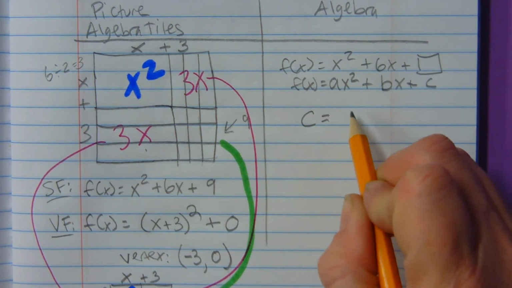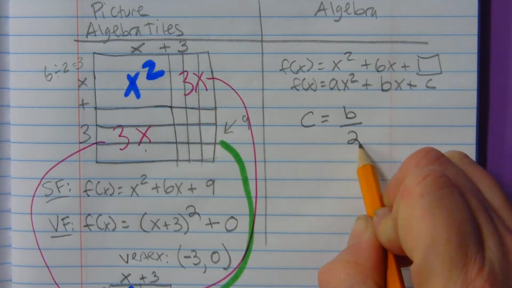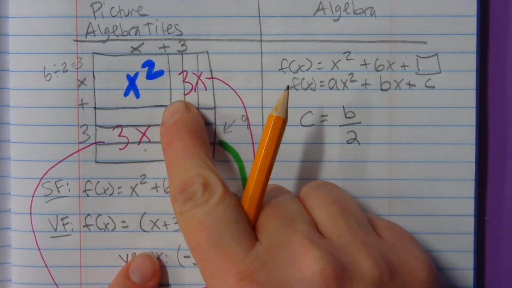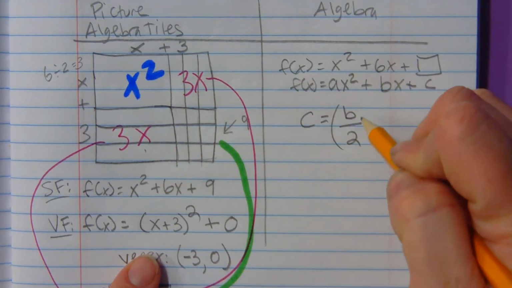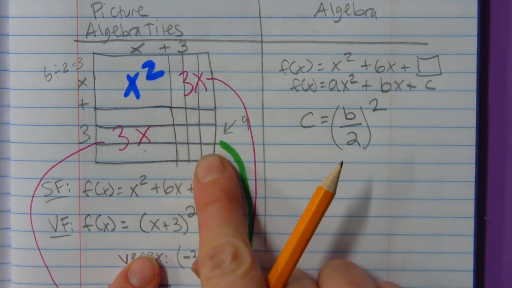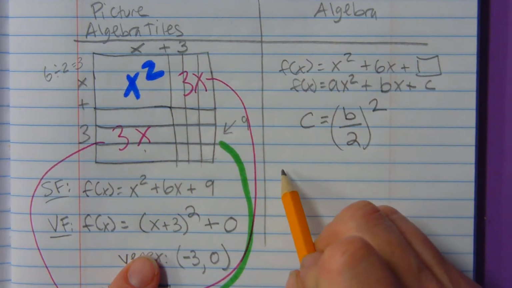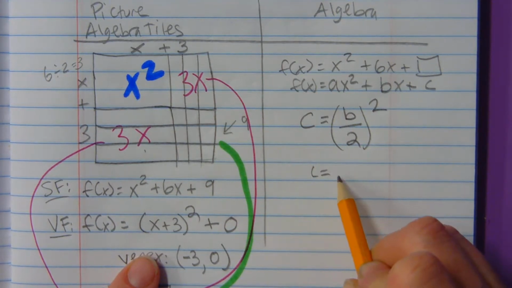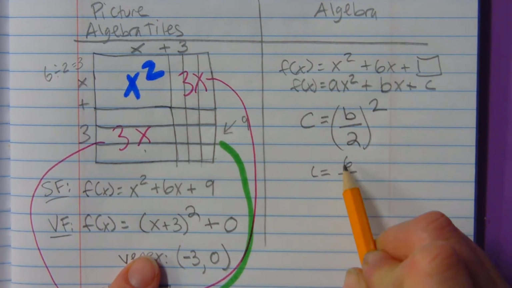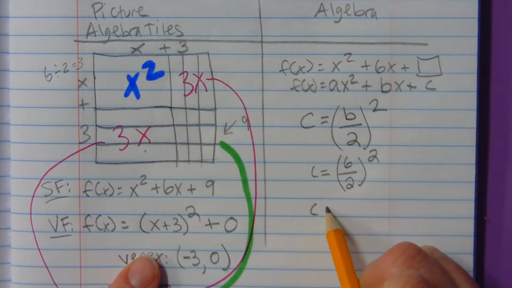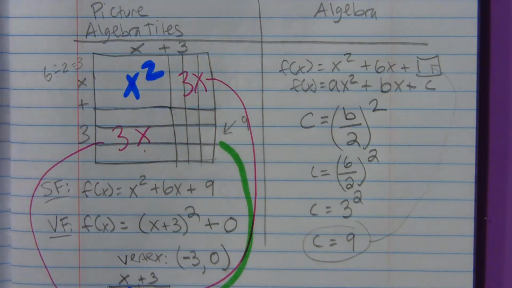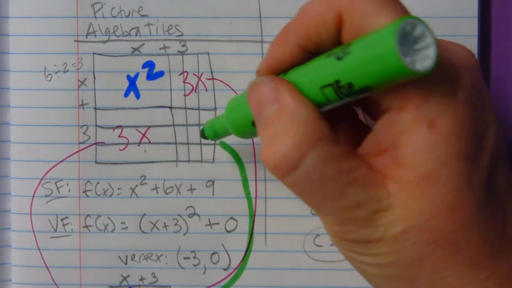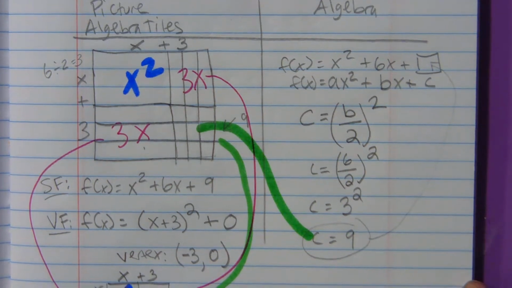So to get c, I first took the b term and I divided it in half, and then that gave me a square down here that was 3 by 3. So I multiplied it by itself, or I squared it, and that's how I got the number 9 there. So with the calculations, I would go c equals, b is 6 divided by 2, and then I square it. So 6 divided by 2 is 3, squared, c equals 9. So then I just plug that 9 back in there, but that 9 is no different than the 9 here. So there's a connection there.